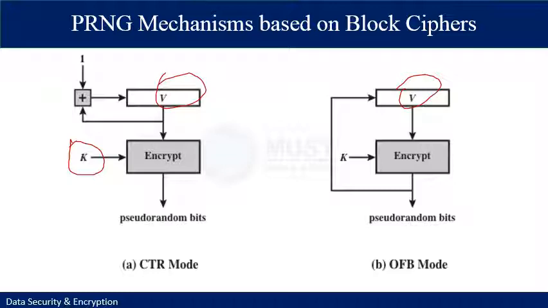So if you recall the output feedback mode, the output of the encryption is fed back to the initial value to produce the next value. That means the next value is dependent on the previous input value. However, in the counter mode, the initial value is added with a randomness or nonce to generate a new value based on some key.